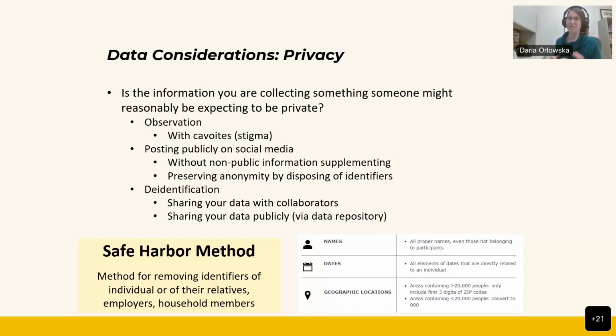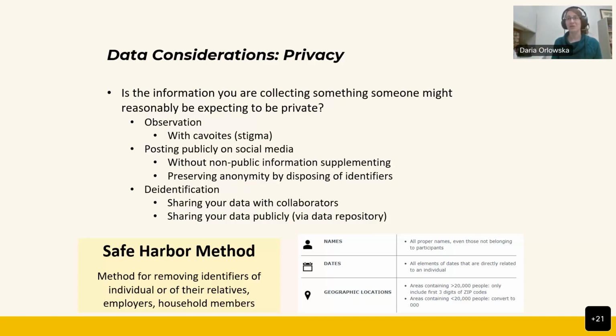These things include name, geographic location that's smaller than a state or smaller than 20,000 people within one area, any sort of dates, any personal numbers of information, so like phone numbers or email addresses or IP address, and biometrics. So if you are sharing your data set, even if it's with your collaborators, you do want to make sure that you're de-identifying that data set before you send it out.